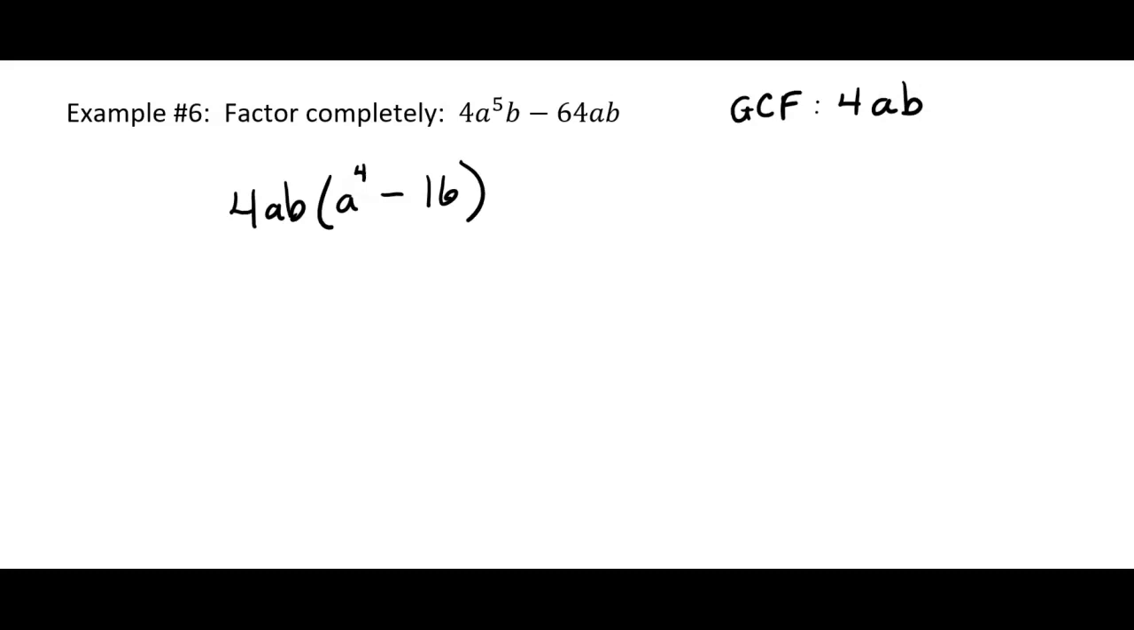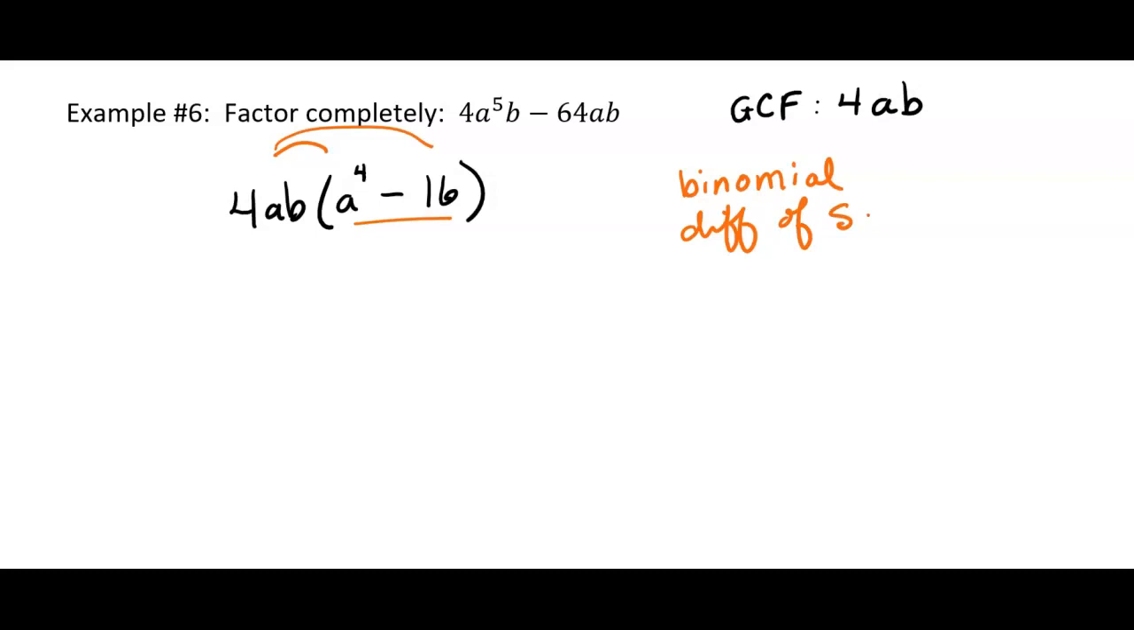So you can double check real quick to see if that multiplies to be the first term. Does. And then does it multiply to be the second term? Yes. Okay, so now we have a binomial inside here. So we're hoping maybe it's the sum of cubes or the difference of cubes or the difference of squares. And this time it is the difference of squares.